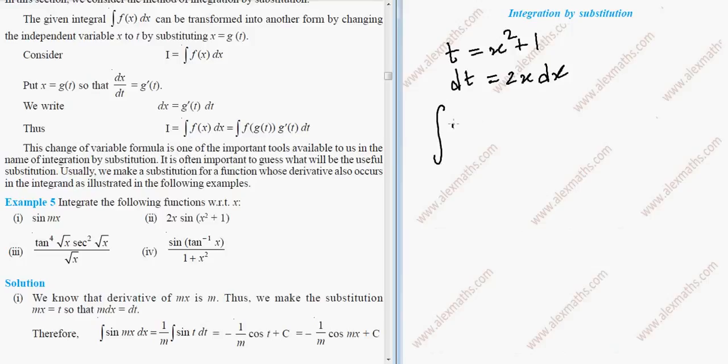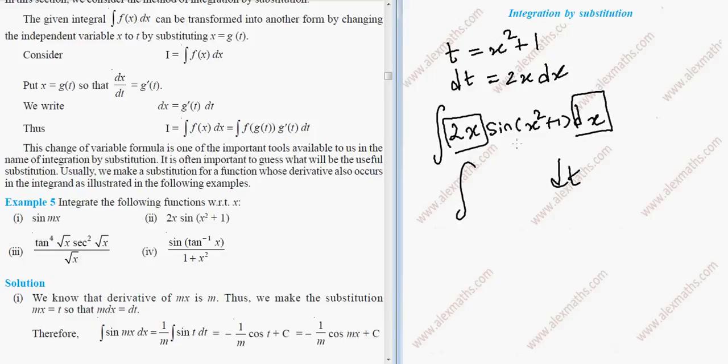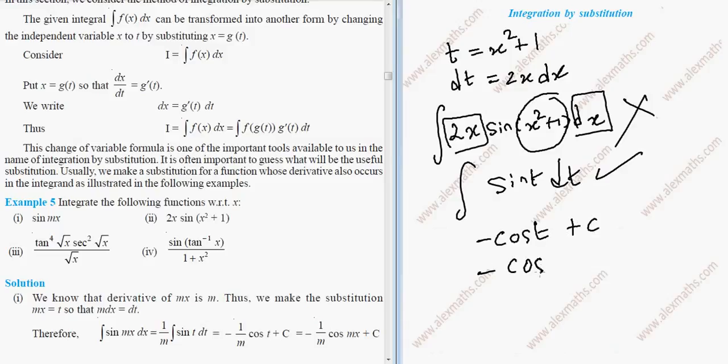See, when I want to integrate 2x sine of x square plus 1 into dx, this entire term 2x dx is nothing but dt. Okay, then x square plus 1 is nothing but t. So I have to put sin t. See, I told this term was not there in that formula list, but this term was there. So integration of sin is what? Minus cos t plus c. After integration, we will replace the t. So from now onwards, you should see how to take t and get dt, which is present in the question. So this is minus cos of x square plus 1 plus c. Okay. Now I'll show you some more problems here.